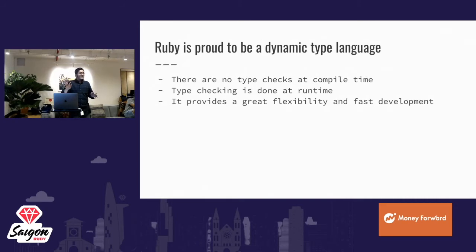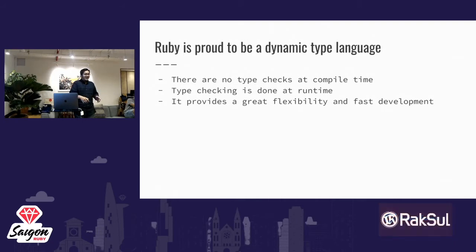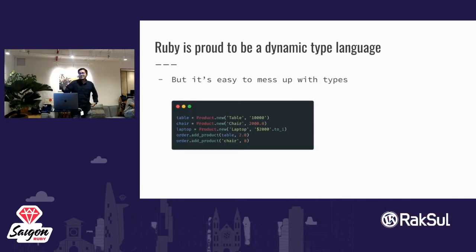And thanks to that, the development and the typing time is really fast. However, it is really easy to mess up with the type. Like right here, if you allow the user to input something into the system and you forgot to type check or forgot to validate the result, the system can mess up really badly.